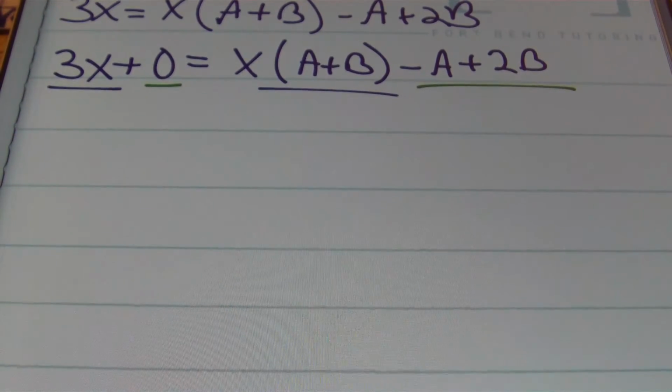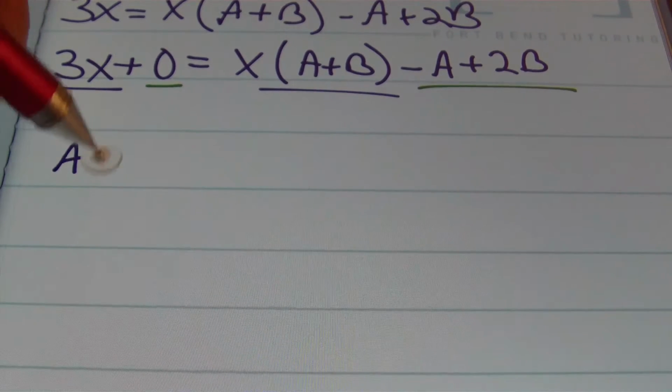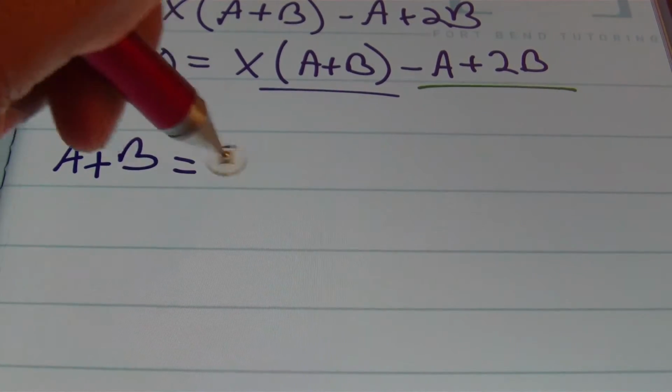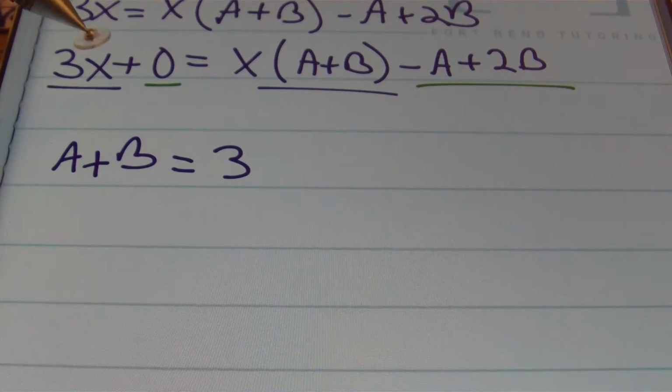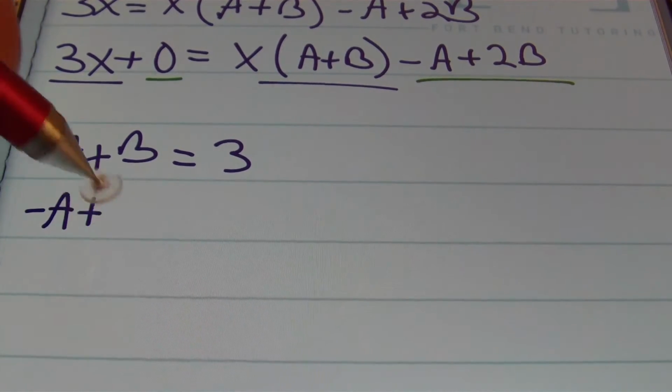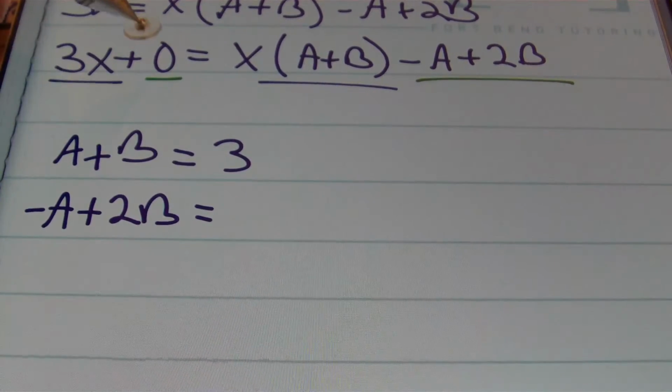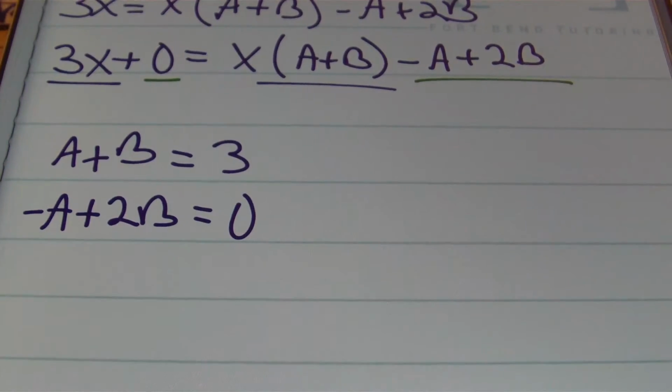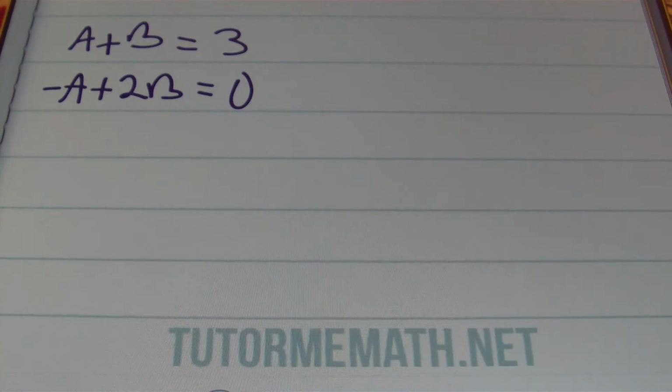The system will be a plus b equals 3. Focusing on the coefficients of our variable x, I've written a plus b equals 3, which is the first equation. The second equation will have negative a plus 2b, and that equals 0. All right, so here I have a system of linear equations, and since I have this already set up, all I have to do from here is simply solve the system to find the value of a and the value of b.